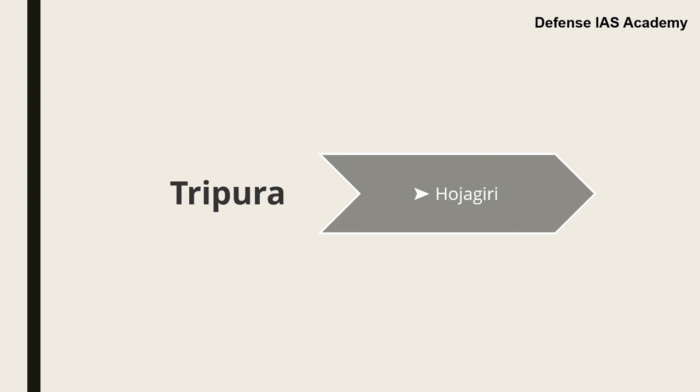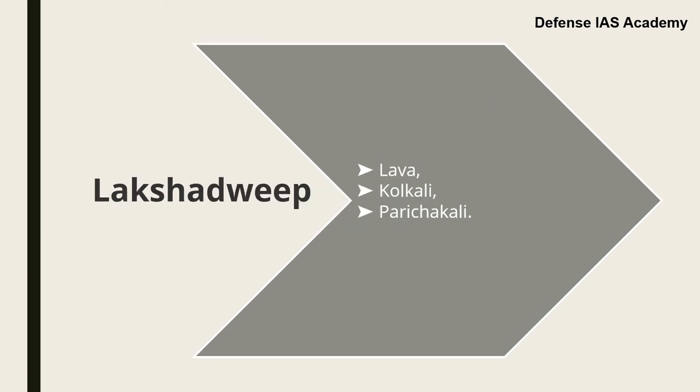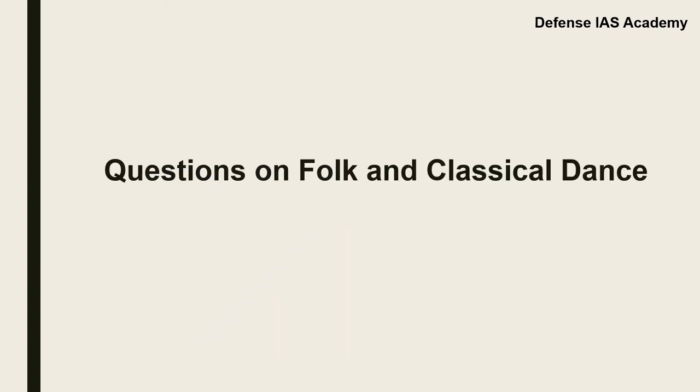Next, you have Tripura. Tripura has Hojadri as its folk dance. Then Sikkim has the list shown. I'm not reading it out because it's a long list. Please go through it. Lakshadweep has Lava, Kolkali, Paricha Kali, etc. So these are the various folk forms of India, or the folk dance forms of India.